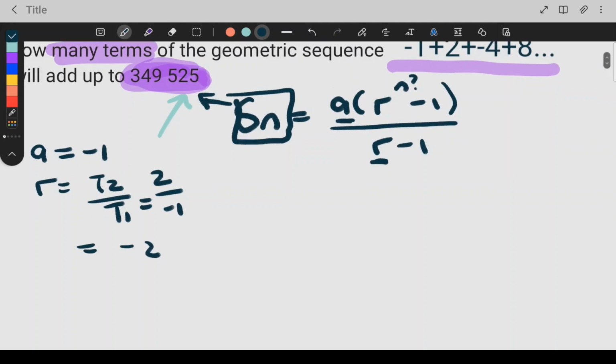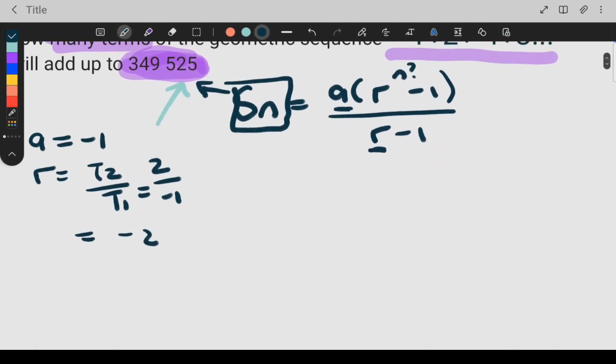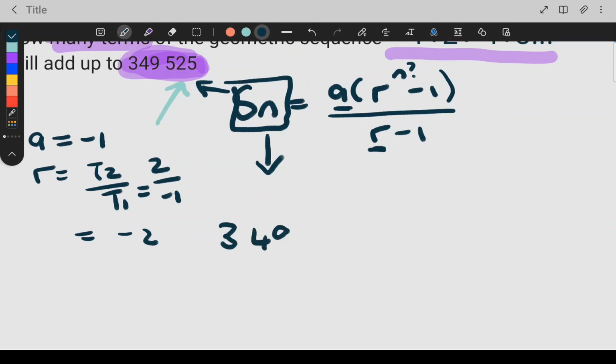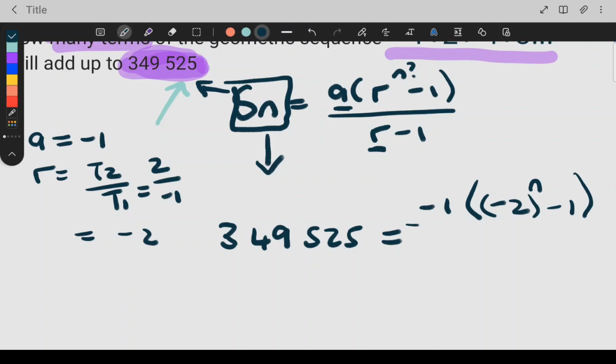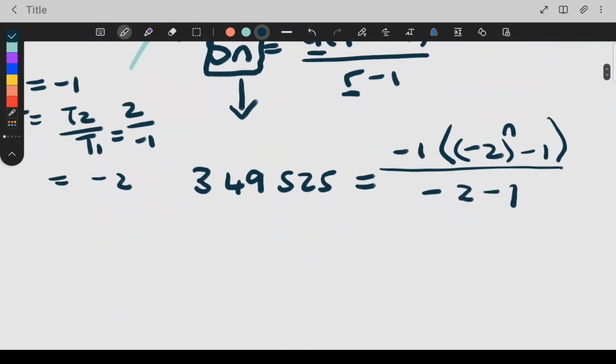Okay, now we're going to use that information and substitute it in here. So the sum we said is what? 349,525. And A is -1, open bracket, R is -2 to the n minus 1, over R, -2 minus 1. Okay, so now we're going to solve this.